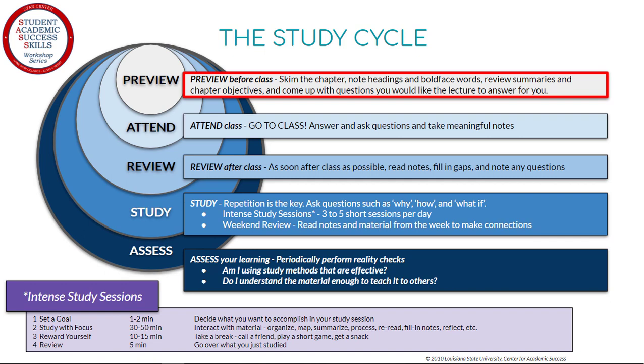The second step of the 5-step study cycle is simply to attend class. Sounds simple and maybe a little obvious, right? Even though missing a class at the high school level was probably not a big deal, and even though your college professor or instructor may post their lecture notes from a class online afterward, actually going in person or attending an online lecture is essential at the college level.